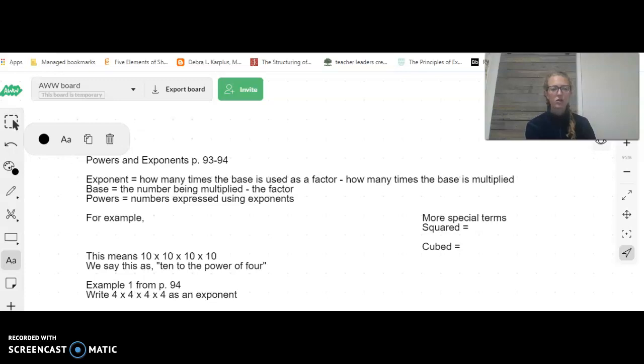All right, boys and girls, so today we're in Chapter 2, Lesson 3, Powers and Exponents. If you're following along in the book, we're on pages 93 and 94. The first thing we're going to do is go over some terms and a couple examples, make sure we have those down, and then I'm actually going to make a separate video for the homework help. I want to make sure you guys really have the stuff down.